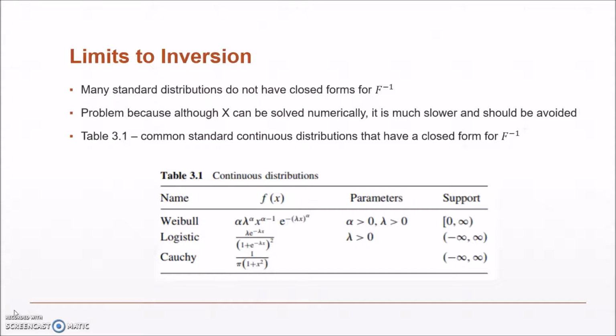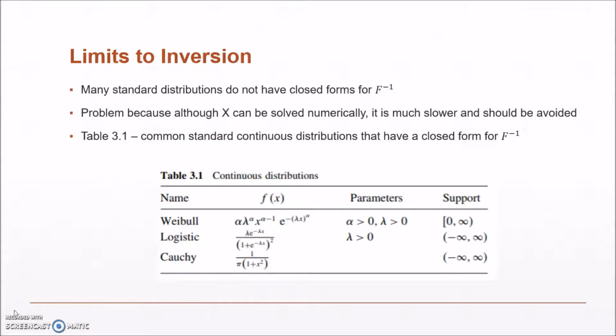The first one we can look at is the Weibull distribution, which is given as f of x here: alpha times lambda raised to the alpha times x raised to the alpha minus 1 times e to the negative lambda x raised to the alpha. And then we're given our parameters and our supports.